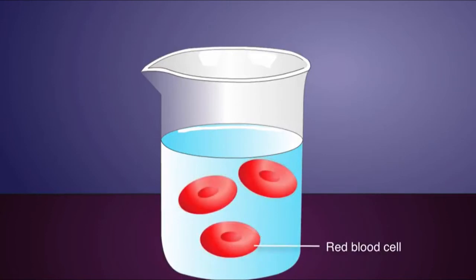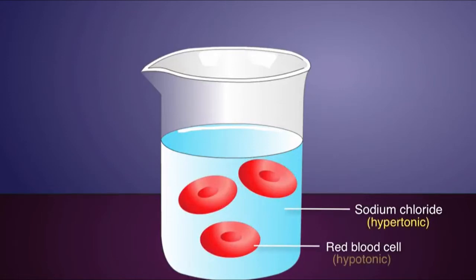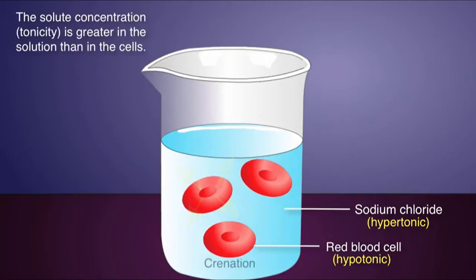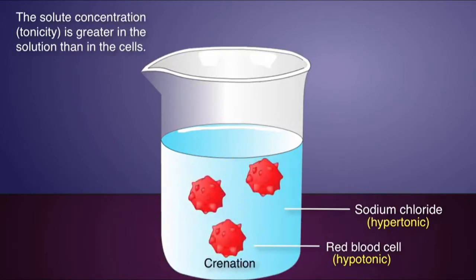Now let's place the red blood cells in a beaker containing a solution of salt, such as sodium chloride. Since the contents of the beaker are hypertonic in relation to the interior of the cells, the water within the cells will diffuse across the membrane and into the contents of the beaker. This causes crenation, or shrinking, of the cells.